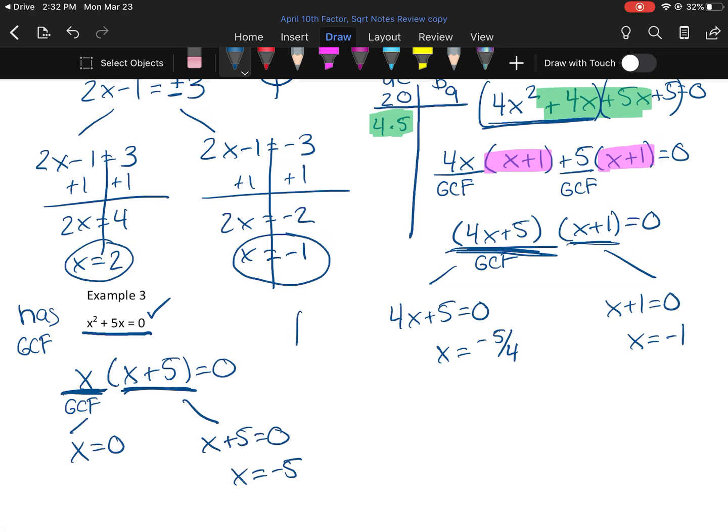Quick sketch again, trying to pull it all together. If you were to solve this by graphing or typed this equation into Desmos, you would have a graph looking something like this, where it crosses at negative 5 and it crosses at 0.